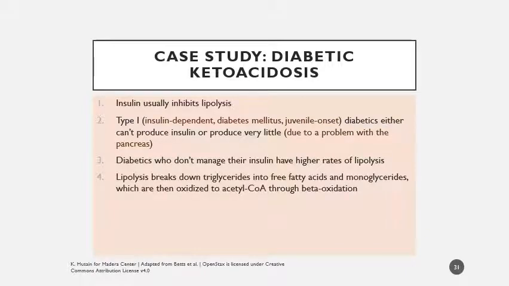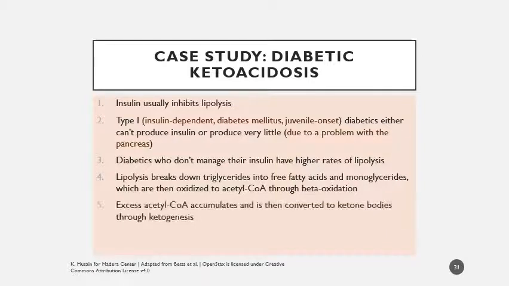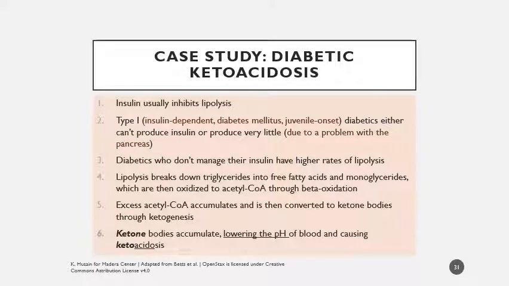That breaks down triglycerides into free fatty acids and monoglycerides, which are then oxidized to acetyl-CoA through beta oxidation. This excess acetyl-CoA accumulates. When you have an excess of things, it gets packaged away, so it's converted to ketone bodies through ketogenesis. You have this accumulation of ketone bodies, which lowers the pH of blood and causes ketoacidosis. So ketone-based acidosis, a low pH problem of the blood.